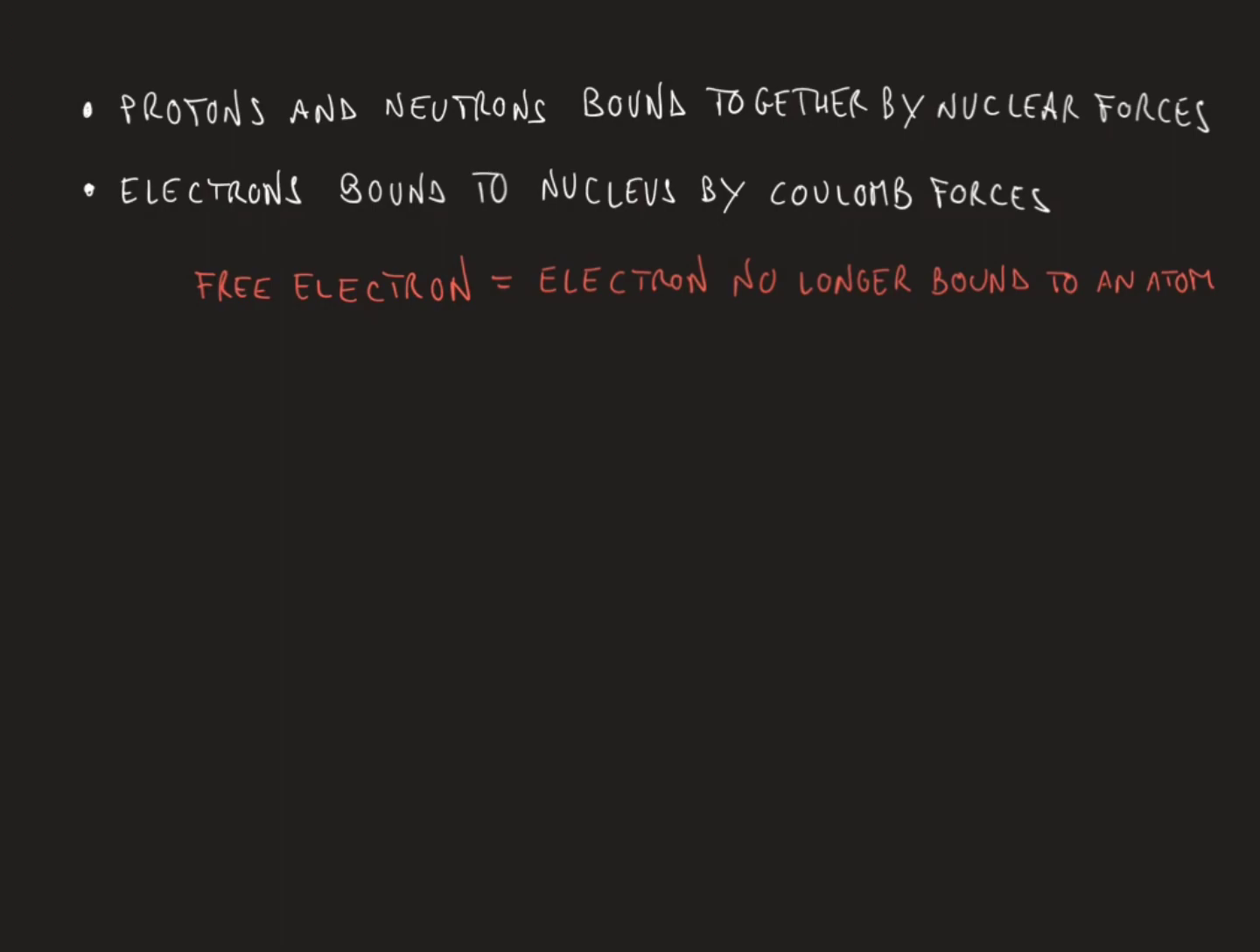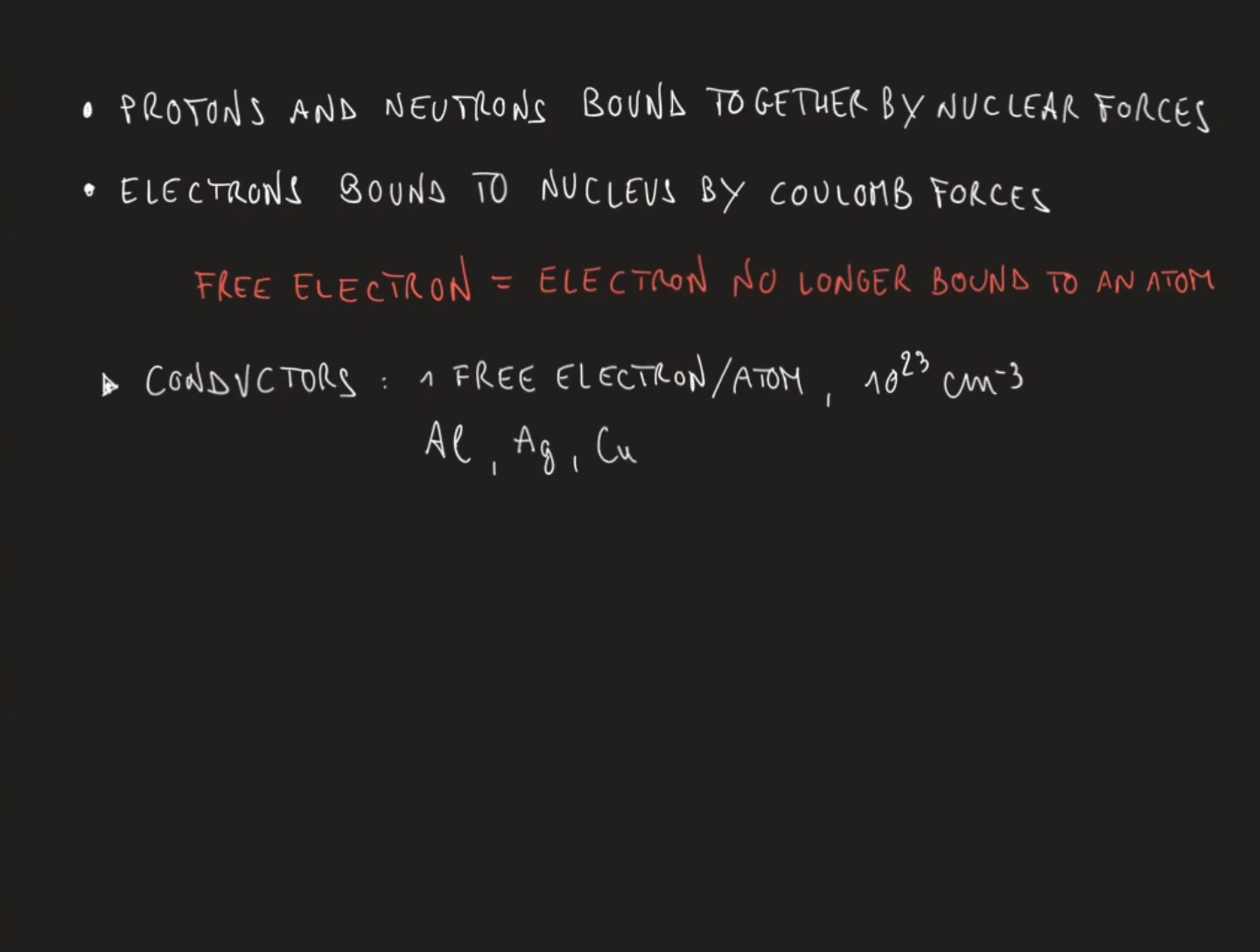Conductive materials, or conductors, can provide approximately one free electron per atom. A conductor can be modeled as a reticle of atoms in a cloud of strongly delocalized, which is the same as weakly bound, electrons. The concentration of free electrons in conductors is of the same order as the concentration of atoms, around 10 to the 23rd per cubic centimeter. Metals like aluminum, silver, copper, or gold are typical examples of conducting materials.